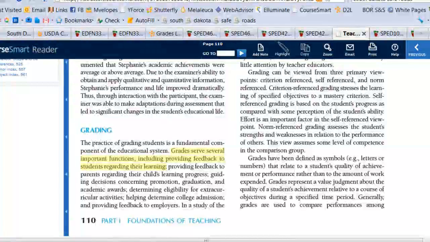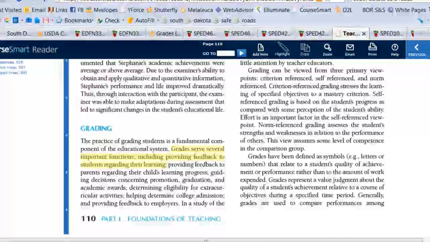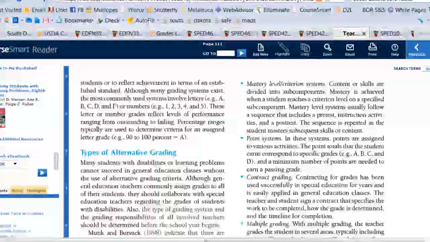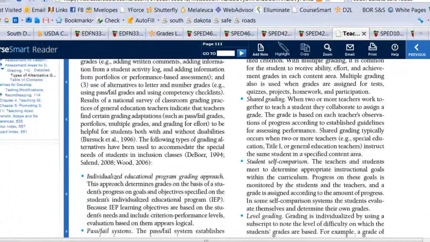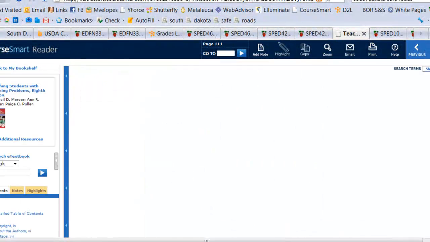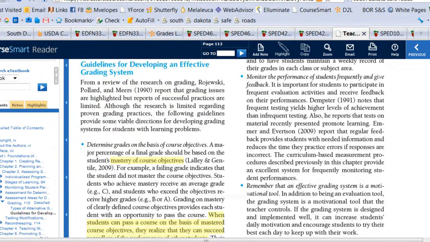And this is the thing about grading. Grades serve several important functions, including providing feedback to students regarding their learning. And this is all about the grading, what we just looked at, and I'm asking you to play a role in that, and the types of alternative grading. Bring those in there. And again, I was just whining a second ago about how I'm not a big fan of the grading process. I would much rather see the data, the graphing. And this is about how to develop effective grading. Determine grades on the basis of mastery of course objectives.